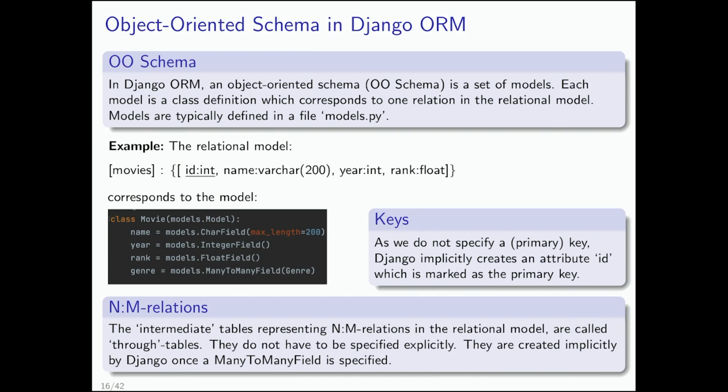That's the same thing. So this model is called movie. It has a couple of attributes. Here you always have to say models dot and then the type. That's defining the type. So that basically corresponds to this here. Yeah. That's it. It's just syntax.